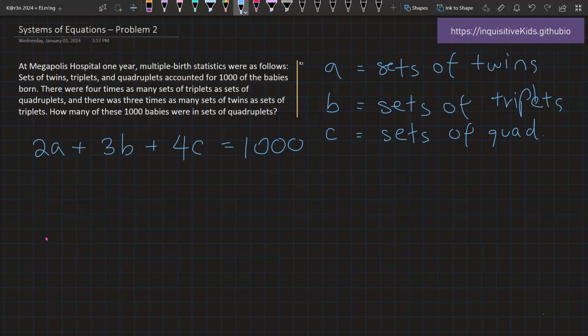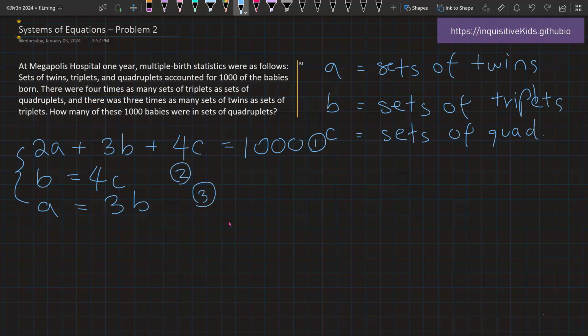We know that the number of triplets is 4 times as many as the number of quadruplets. So B is 4 times C. There were 3 times as many sets of twins as sets of triplets. So A is equal to 3B. So now we're trying to find the number of the sets of quadruplets, which is finding the variable C. As you can see, we have 3 distinct equations to solve 3 distinct variables, so this will definitely work out.